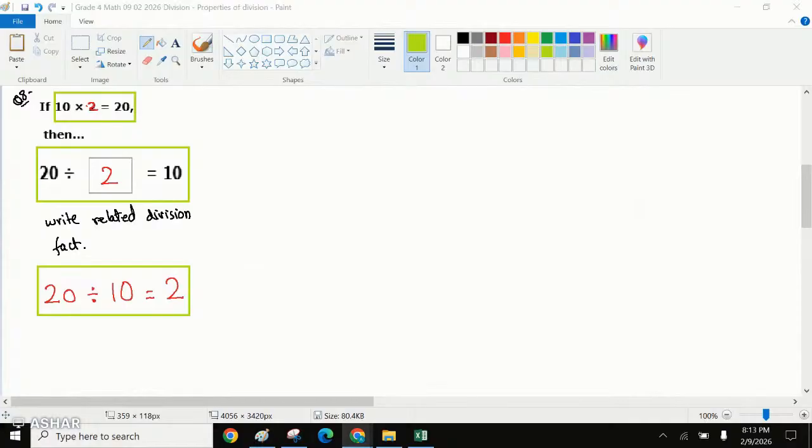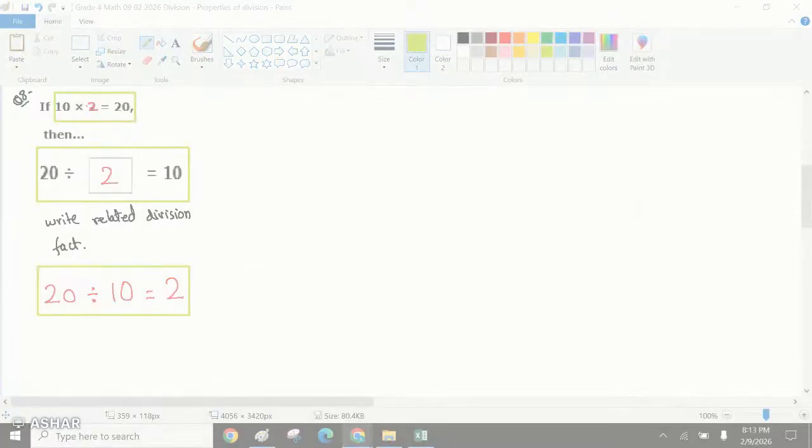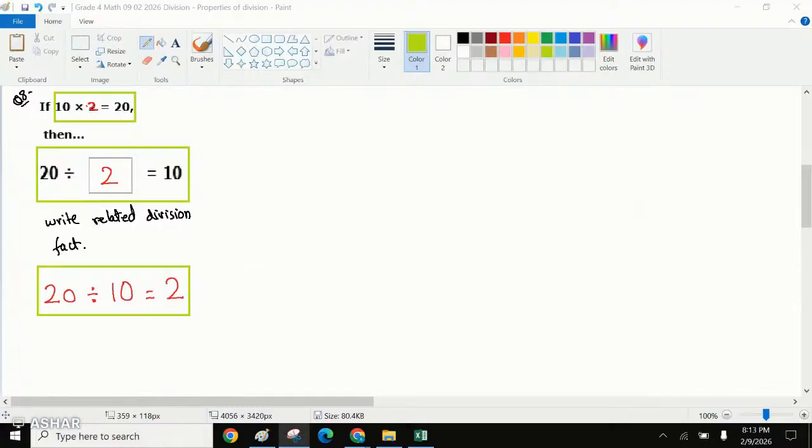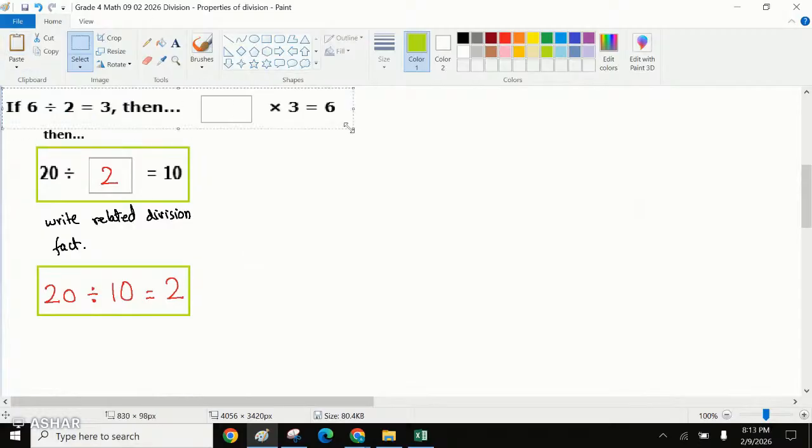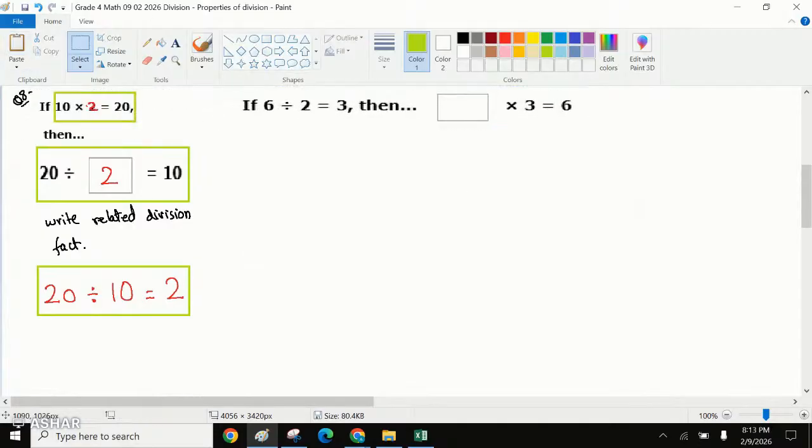Okay, moving ahead to the next question. The next question says, if 6 was divided, okay, let's do this question first, then I will change the question again. Question number 9 says this information. Let's write the division facts also.